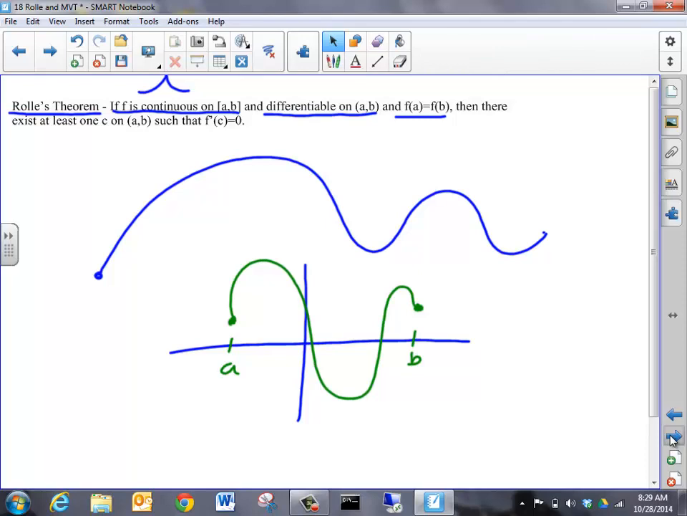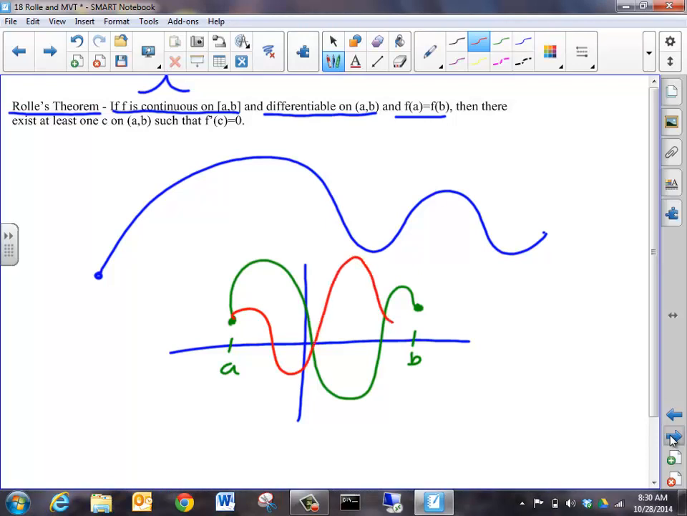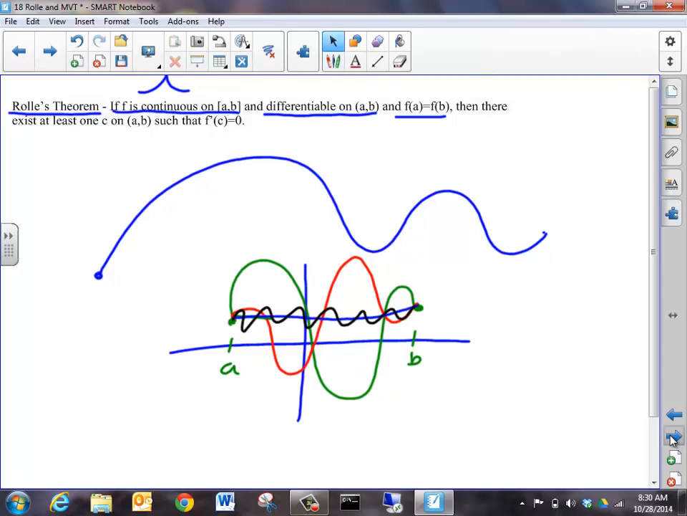Who else wants to draw on the board? Need a couple more. Go, Claire. Go, Josh. Use different colors. Look at there. Some people always see it. Watch out. How about that? Okay, so we've got all those things.